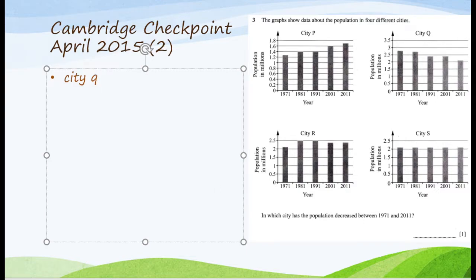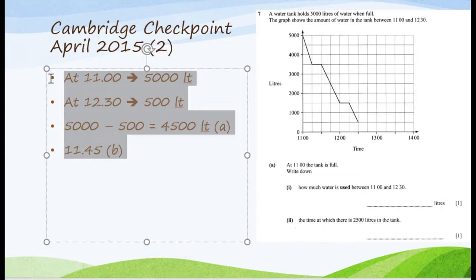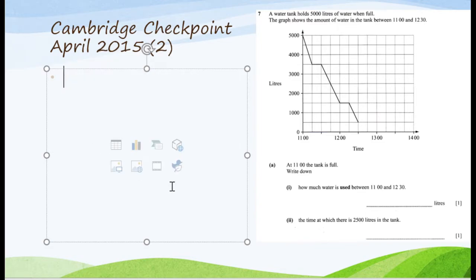Okay, anyway, we go to the next one. I need to delete the answer first. Here, there's another chart from the same paper actually. So, a water tank holds 5,000 liters of water when full.